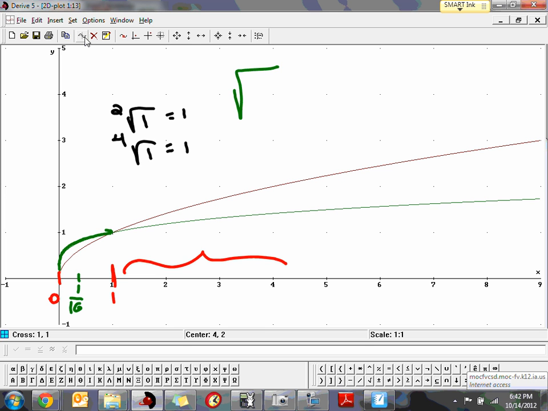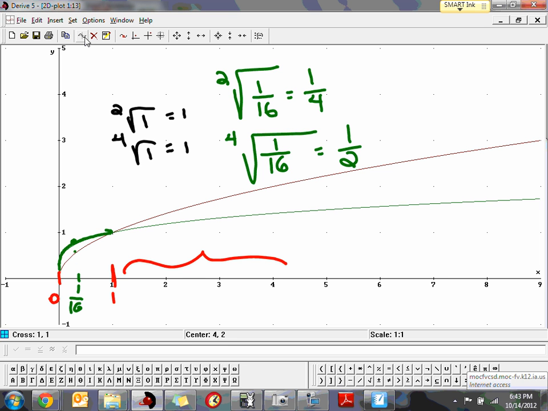If we take the square root of 1/16, the square root would be 1/4. Compare that to taking the same input value of 1/16 and taking the fourth root of 1/16, that is 1/2. So that half is higher than our 1/4. So we see that it's going to be higher or above our other graph, our x to the 1/2 or square root graph.